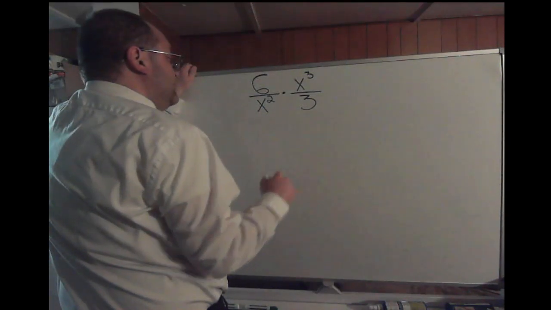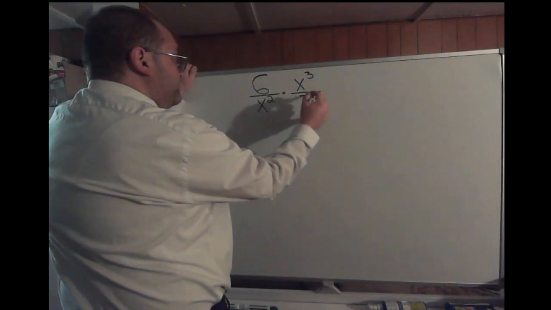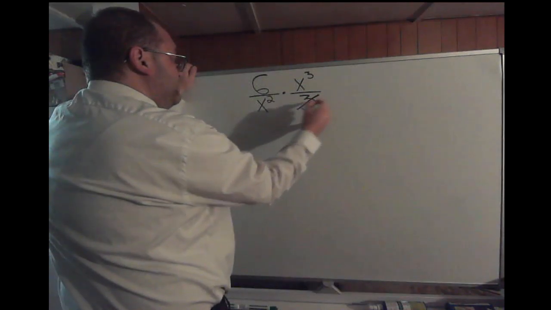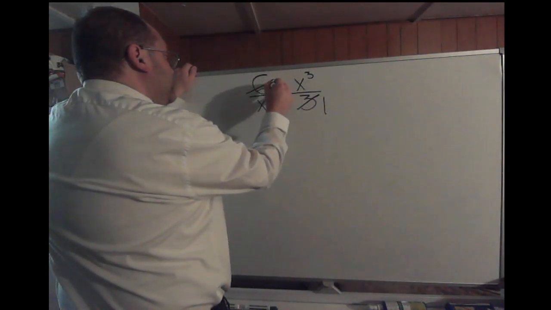Well, 3 is a factor of 6. You could divide both of those by 3. If you divide 3 by 3, you get 1. Divide 6 by 3, you get 2.